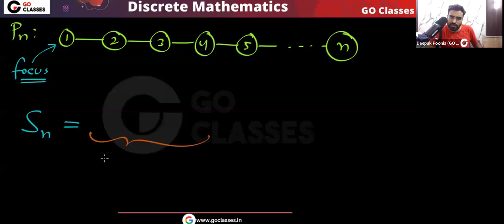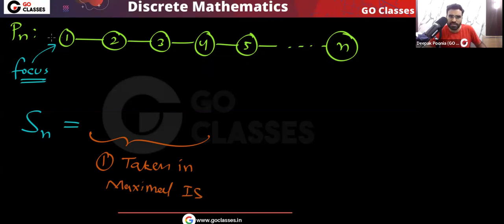If I take this one, means this vertex 1 is taken in the maximal independent set. Then this is already taken, right? So definitely I cannot take this 2. Yes or no? If I take this one in the maximal independent set, then definitely I cannot take this 2 because 1, 2 are adjacent. I want an independent set. An independent set is a set of vertices which are pairwise non-adjacent. So if I take this one in the maximal independent set, then I cannot take this 2.